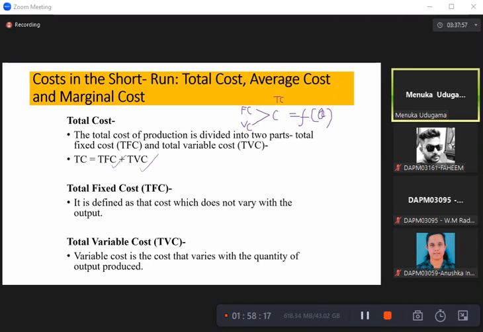TC stands for total cost, and FC is for total fixed cost, and then total variable cost. So these two sum up to the total cost of the firm. And then the total fixed cost, right? We discussed that the total fixed cost does not vary with the output, you know?